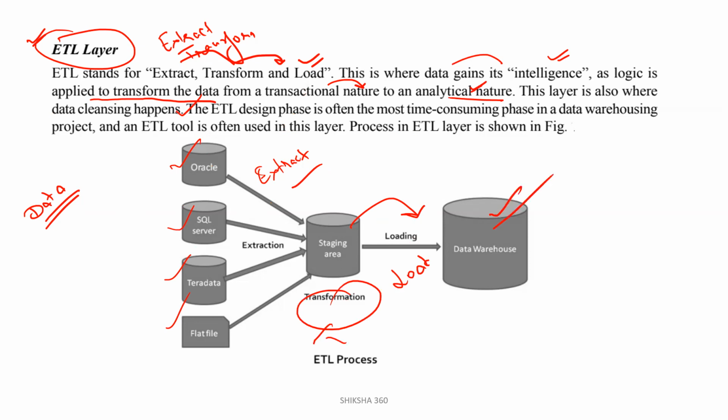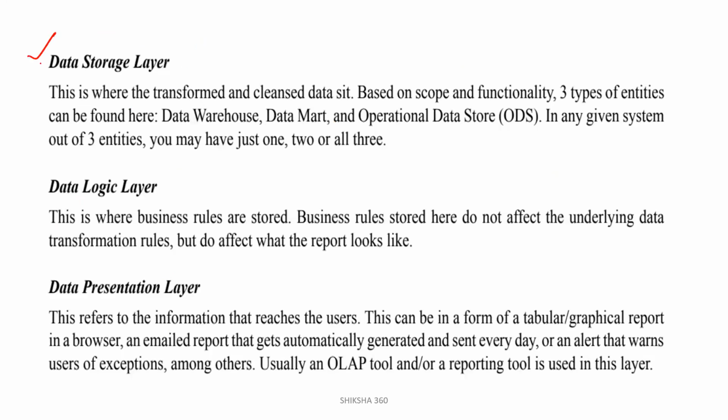Next is the data storage layer. After extraction, this is where the transformed and cleansed data sit. Based on scope and functionality, three types of data stores are found here: the data warehouse, the data mart, and the ODS, that is, the operational data store. In any given system, out of the three entities, you may have just one, two, or all three. Clear?